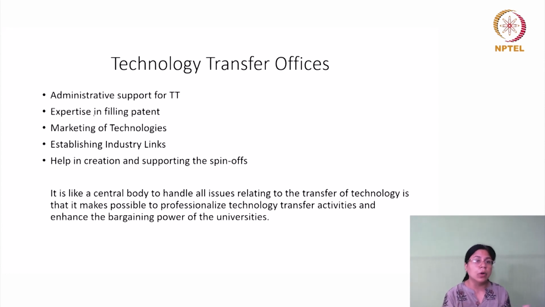How would industry know that these kinds of technologies are available with this particular institution? Establishing the links, helping in the creation and supporting of spin-offs. So one can identify it as a central body which will handle all the issues related to transfer of technology and will in fact make it possible to professionalize the entire IIT activities within a particular institution. It will also help universities in enhancing their bargaining power with respect to industry as such.